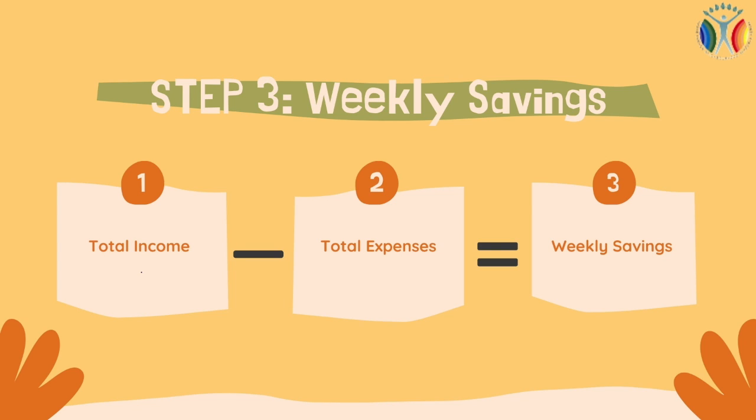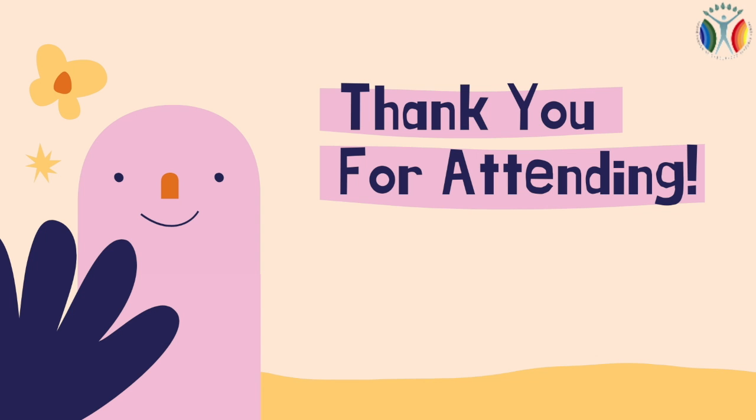The third and final step would be coming up with your weekly savings. You can do this by using the total expenses and total income you came up with while building your budget. You would then start with your total income, subtract your total expenses, and this would equal your weekly savings.